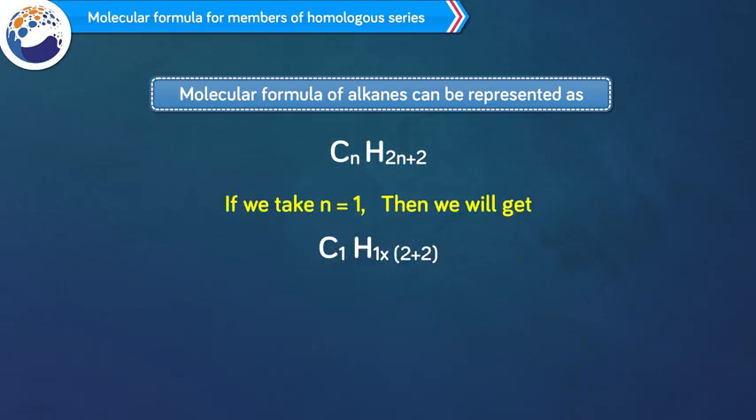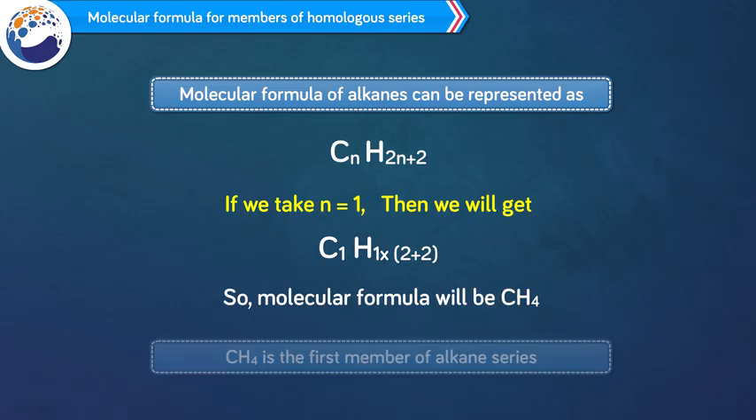If we take n equal to 1, then we will get C1H(1 into 2 plus 2). So the molecular formula will be CH4. CH4 is the first member of the alkane series.